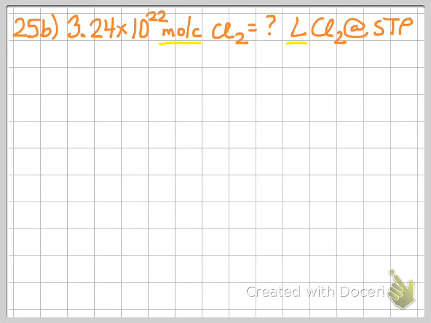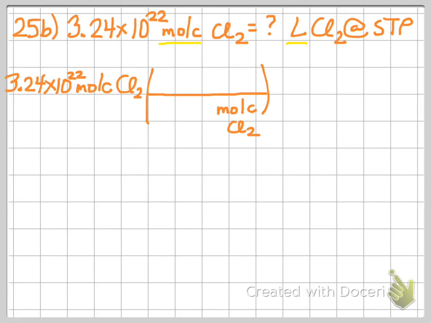So again, that's telling me I'm going to have to use multiple conversion factors like we did on the last problem. So again, I'm still going to start the same way. I'm going to start with my given, which is the 3.24 times 10 to the 22nd molecules of chlorine. Because molecules are in the numerator, that means that molecules of chlorine have to be in the denominator.